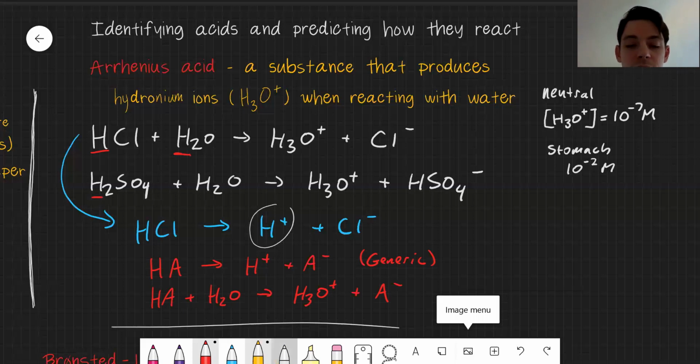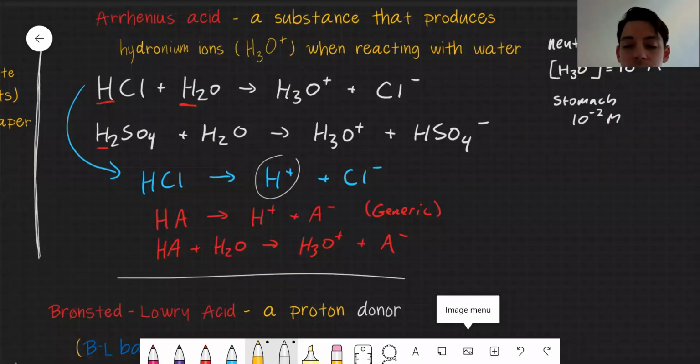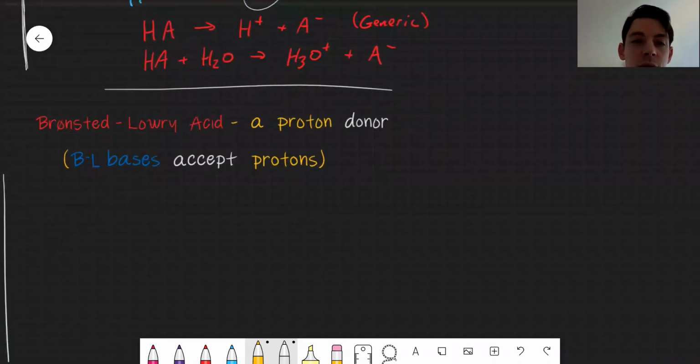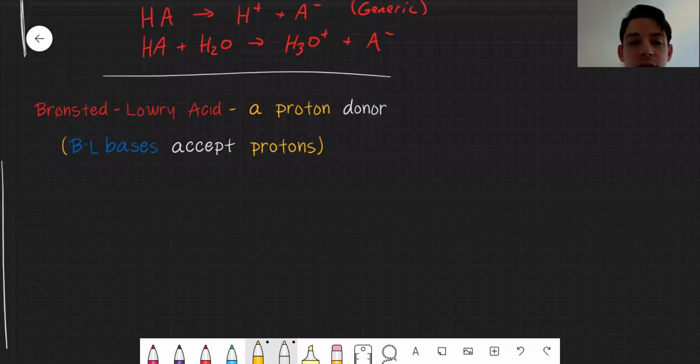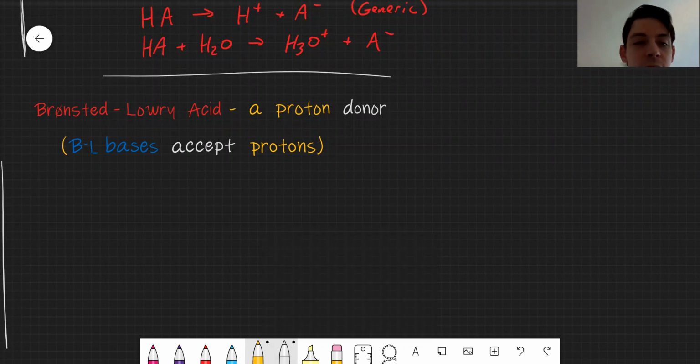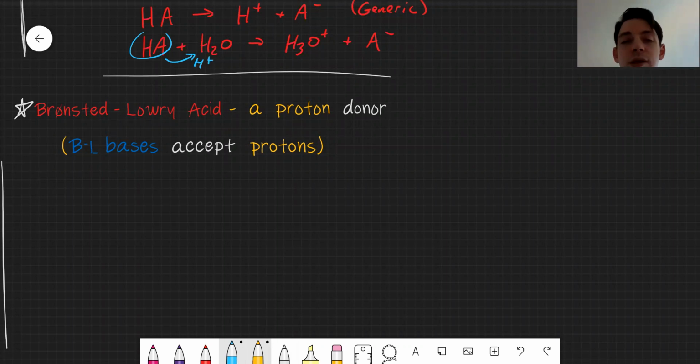Okay, so that gets us to our more modern definition of an acid. It's a little bit more comprehensive. So I want to keep those generic expressions so you can see them. Okay, our definition that you'll see in your textbook is a Bronsted-Lowry acid. And this is defined as a proton donor. Okay, so I want to look at what HA is actually doing. What's it doing to the H2O?